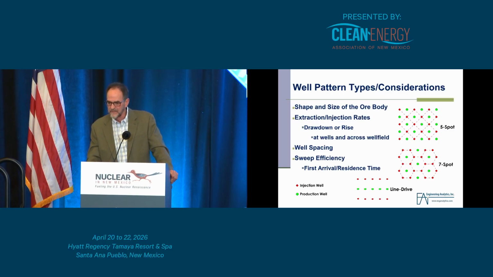So the considerations: how do you decide which type of pattern is best for this particular ore body or project? You want to look at the shape and size of the ore body. You want to have an understanding of what type of extraction and injection rates you need to apply to this ore body in order to economically extract the uranium. And so that may govern something with your well spacing and the number of wells you have in your patterns. You want to know what the maximum drawdown or rise is going to be at your projected rates of pumping.